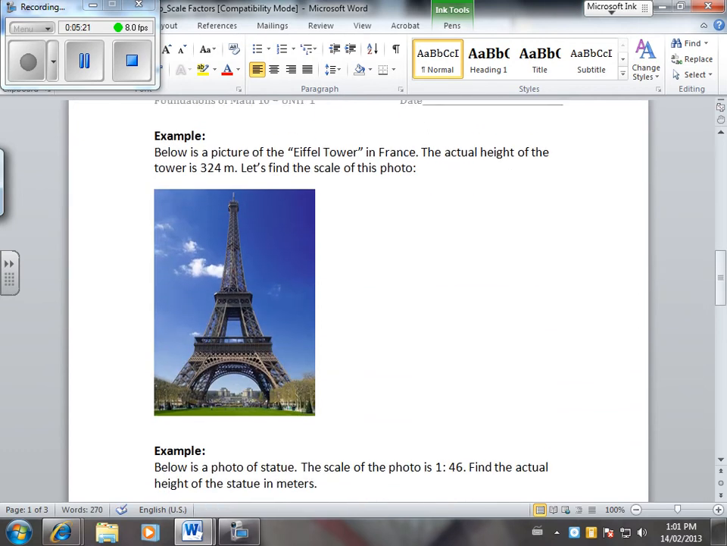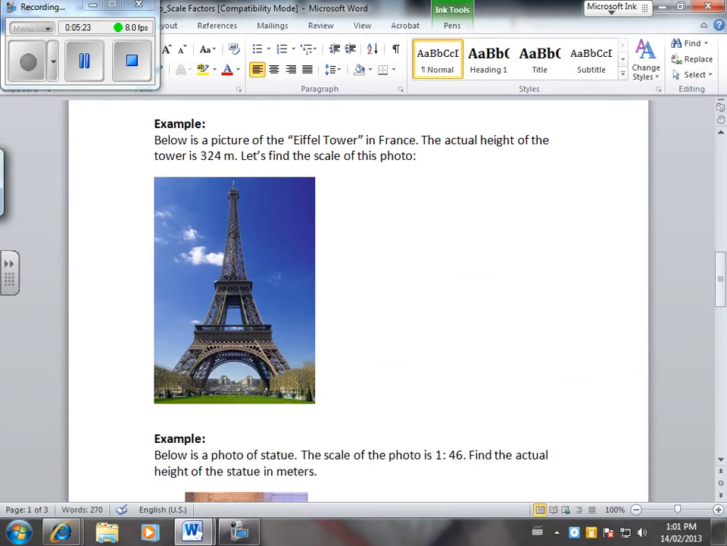So let's try an example. Below is a picture of the Eiffel Tower in France. The actual height of the tower is 324 meters. Let's find the scale of this photo. Let's look at real life. We'll write down what we know. Real life equals 324 meters.